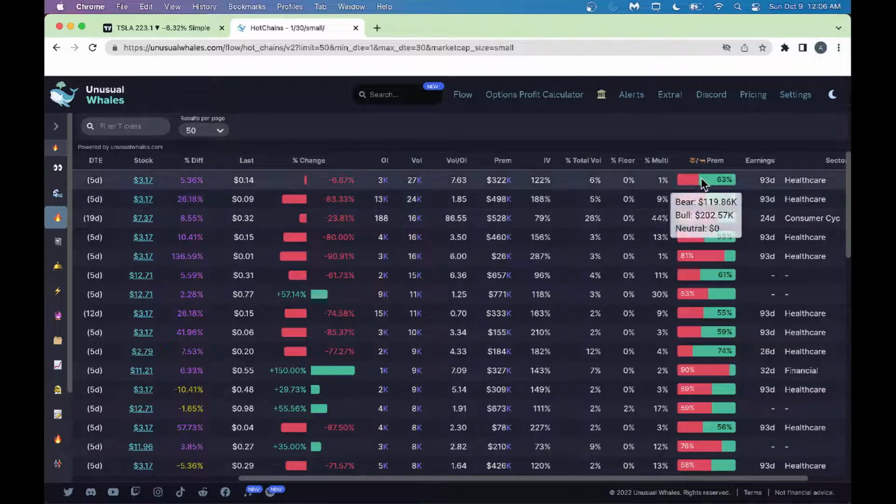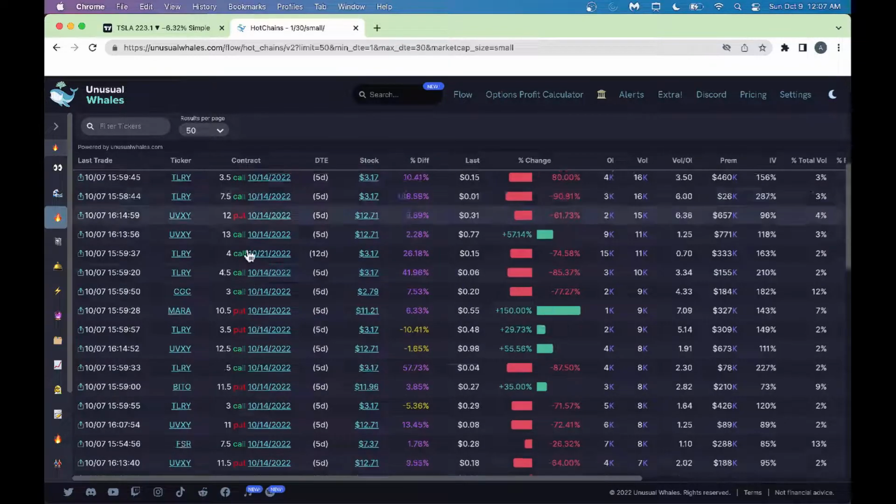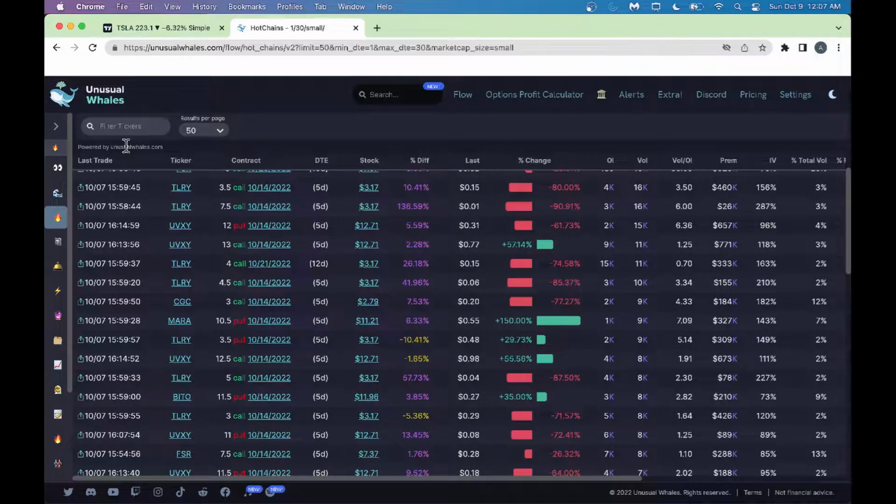Probably this is more bullish. As you can see, it is in healthcare. Many of you know Tilray very well. It's in the cannabis industry, but it's not too much money, just 3 put contracts. So in a nutshell, by looking at this, you get a good idea of what the hot chains are, and you could trade along with some of these hot chains and make some money using them.